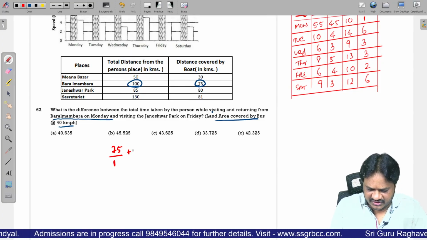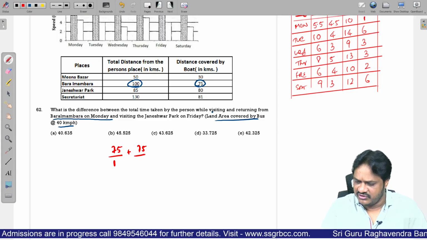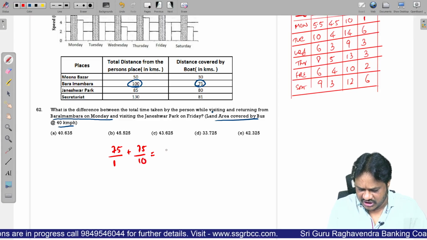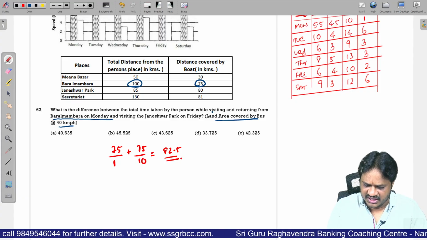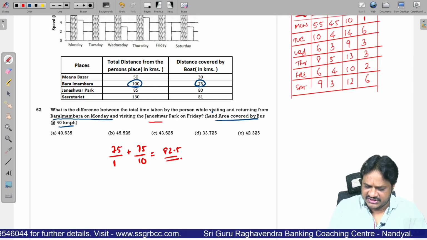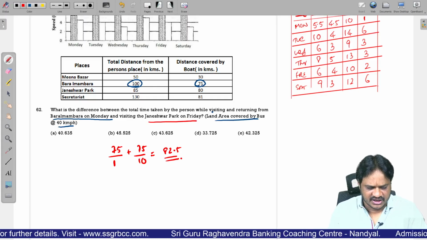Upstream speed 1. Now downstream. Downstream is 10. So total we will get 82.5 hours. That is Bara Imambara time. Now let us take visiting Ganeshwar Park on Friday.